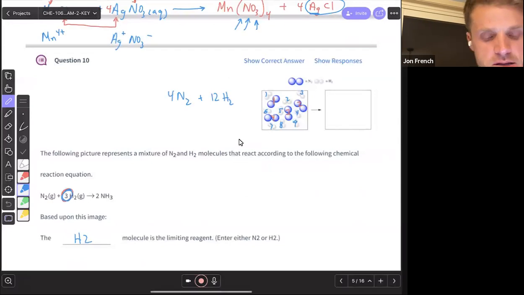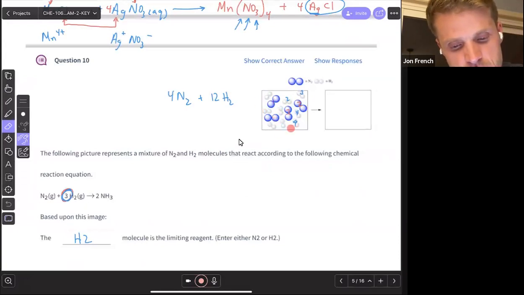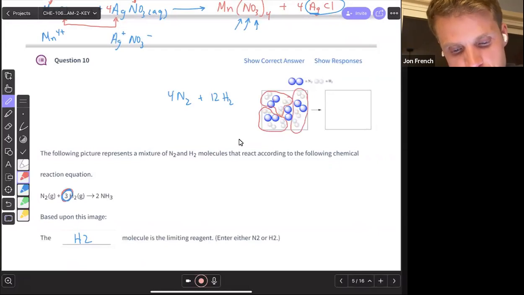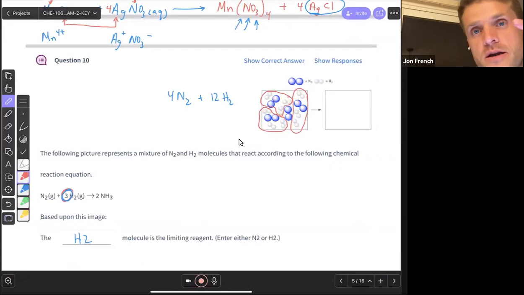So let's see, if we go back and take a look, basically I need to have 3 hydrogens for every nitrogen. So, all right, there's 1. There's 2 that can react, and there's 3 that can react. So I'm going to have 1 nitrogen that's left over when all's said and done. When all the hydrogen's gone, 1 nitrogen is left over.